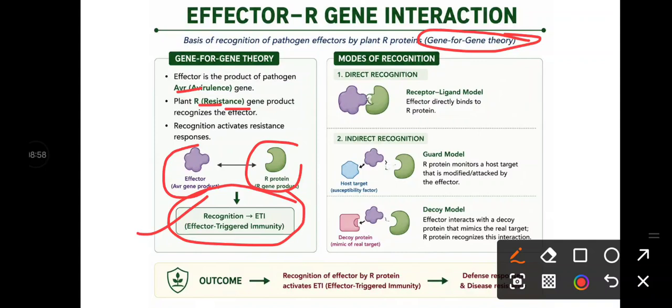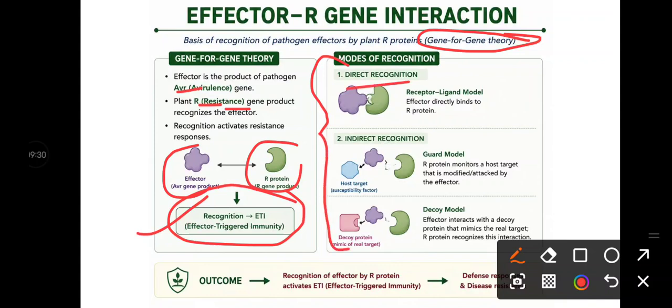So how does this recognition occur, whether it is a direct interaction or an indirect interaction? Direct interaction means the effector directly interacts with the R protein, while indirect interaction means this interaction between effector and the R protein is mediated by another protein. So let's discuss this. Three modes of recognition are there.